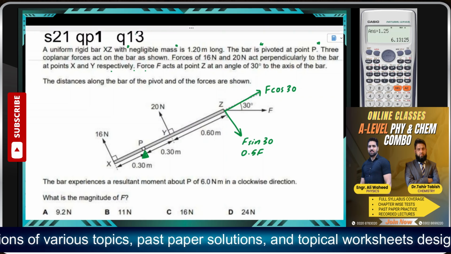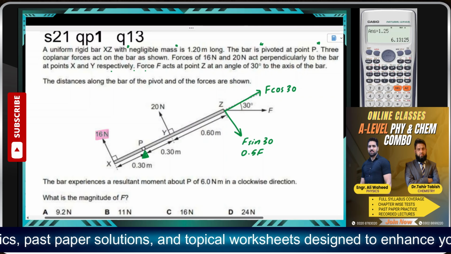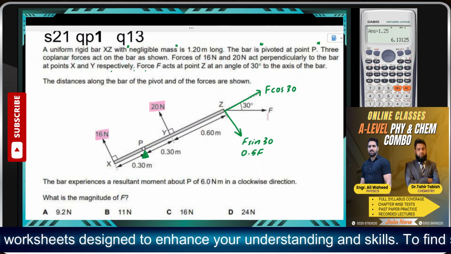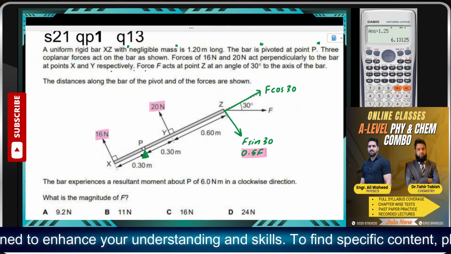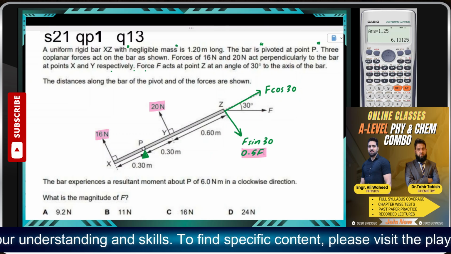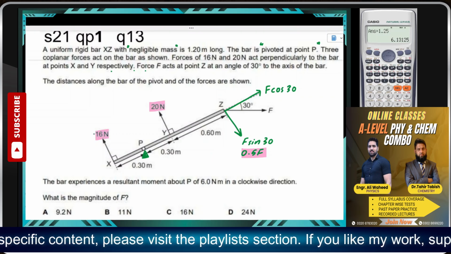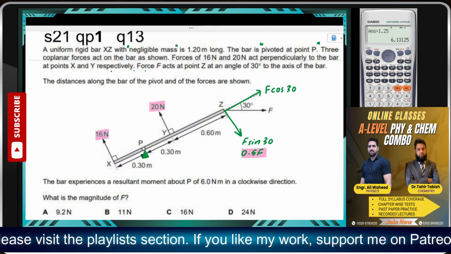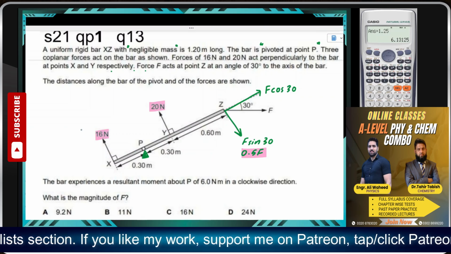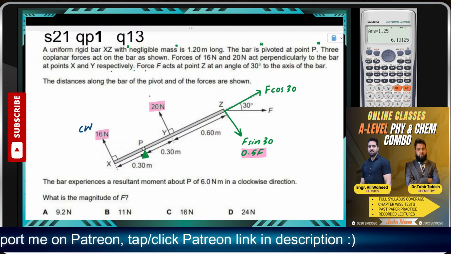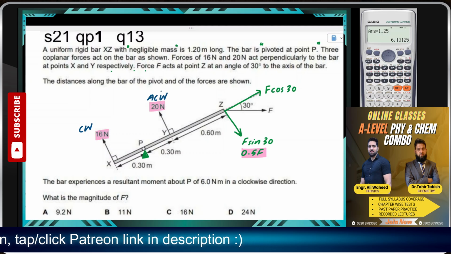So how many forces do we have? Well, the first one is this. The second one is this. And for the force F, out of the two components, we're going to use only this one, because only that component is perpendicular. Now let us label the forces clockwise and anti-clockwise, considering P is the pivot. So this one would go clockwise, this one would go anti-clockwise, and this one would also go clockwise.